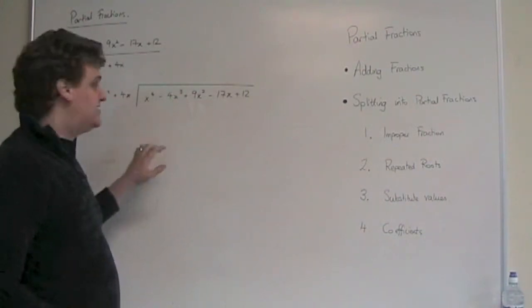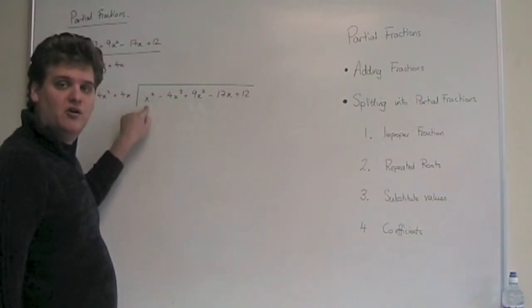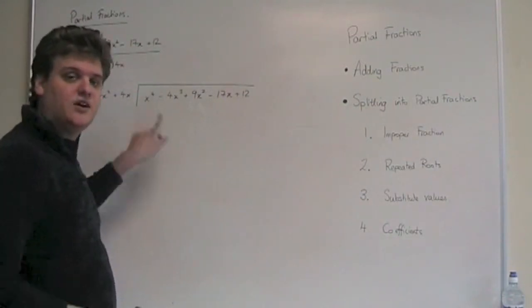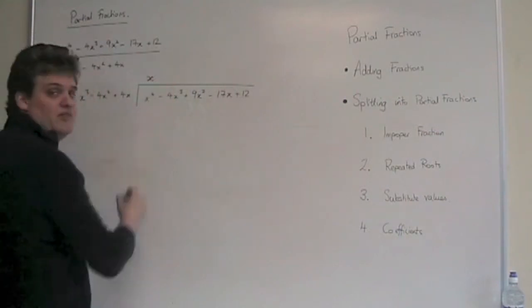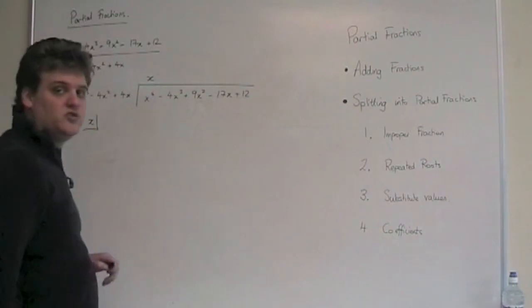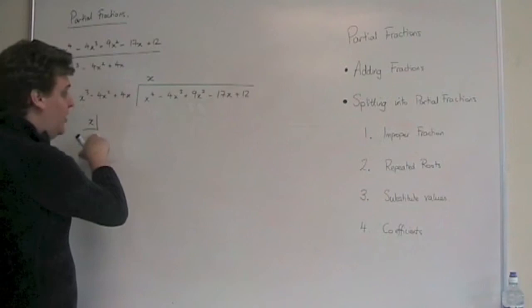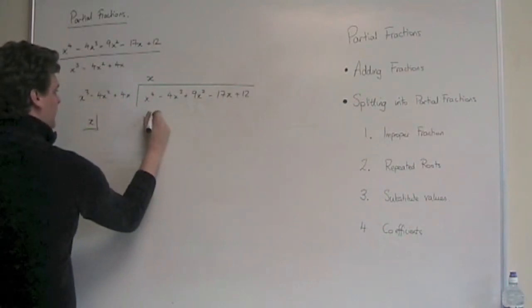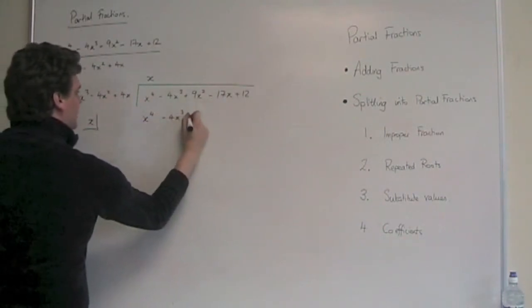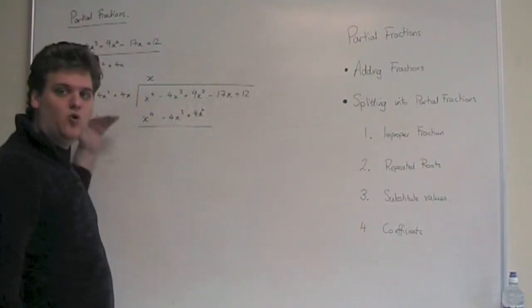The next thing to do is to see how many times x cubed goes into x to the power of 4. Obviously that is x times, so we have an x at the top and we bring our x down here to then multiply through and apply our long division. So x multiplied by all of this gives us x to the 4 minus 4x cubed plus 4x squared. At this point, we need to always subtract.